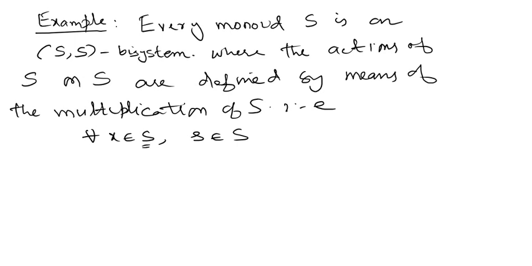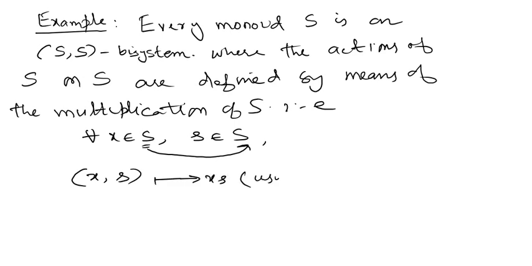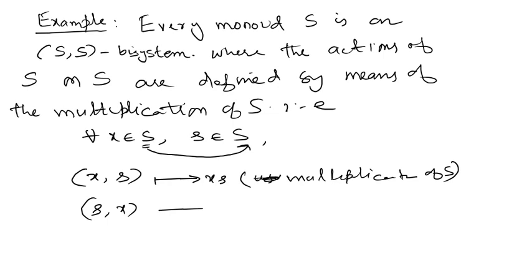Now I have to prove that this is a left S system, and this S is also a right S system, so both are the same. So what's this action? This action, (x, s) goes to xs. This is the usual multiplication of S. And similarly you can define the left action, sx, the multiplication of S, because both the elements are in S.